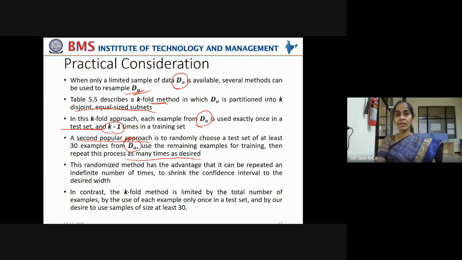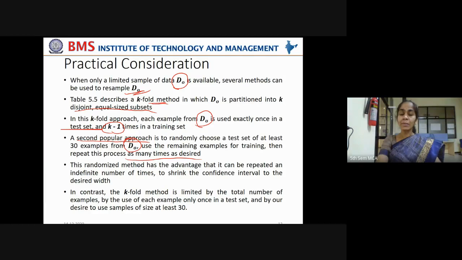What is the difference here? In K-fold cross-validation, you're dividing into K partitions, each partition having at least 30 data points. There is a limitation in the number of times you perform that experiment. That is K times, because you divide the data set into K partitions. But in this case, there is no limitation in the number of times you perform the experiment. You can do it as many times as required, randomly selecting test set and training set, with a minimum of 30 data points in the test set. It can be more than that, but minimum 30 points.